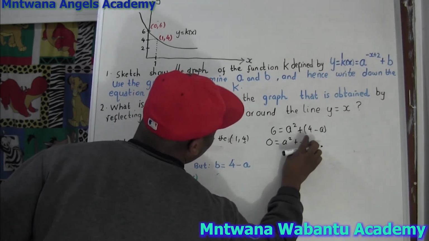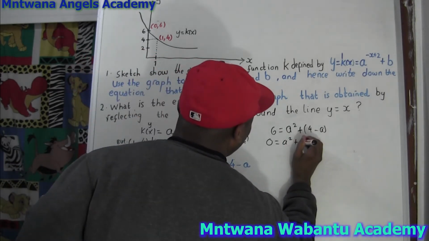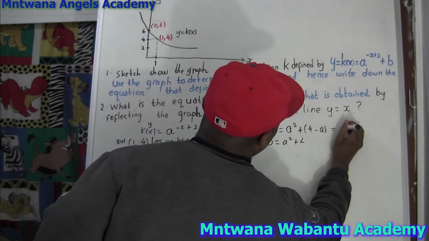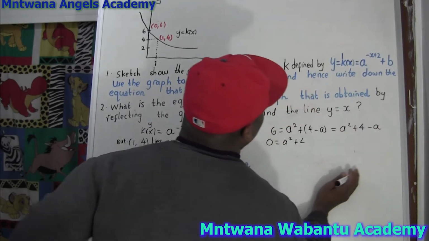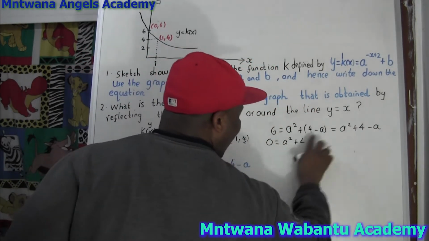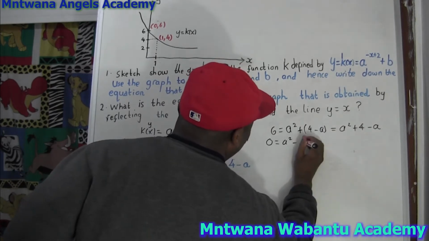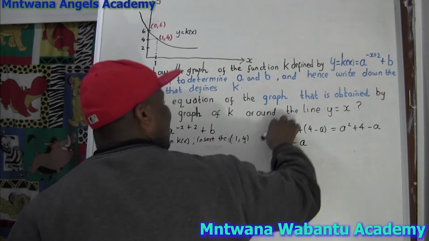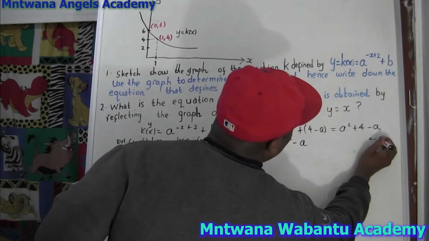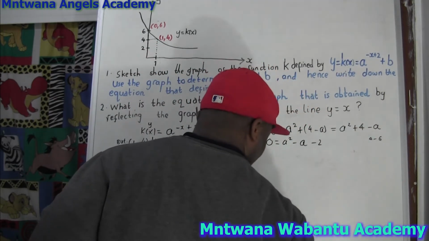Okay, let's go step by step. Four, and then I'll show you. Oh, I could have said this is equal to a squared plus 4 minus a. So I'm going to say a squared minus a, I believe now it makes a lot of sense. Minus a and the plus 4, and these 6 go over. So 4 minus 6 equals negative 2.